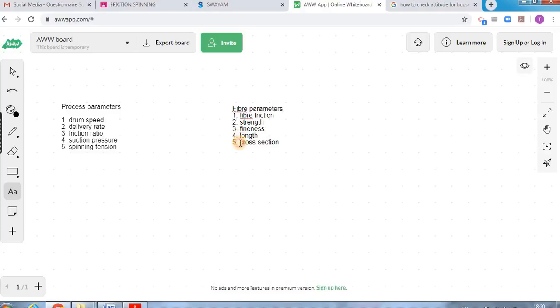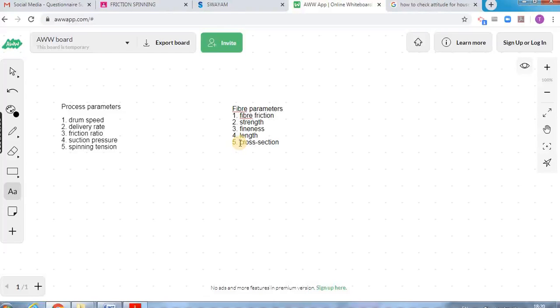The fifth one is the cross section. Suppose I have a round cross section, or irregular cross sections, or convolutions like cotton. These irregular cross sections will provide better fiber friction compared to a circular cross section, right? So these are all the fiber properties which are going to influence my friction yarn characteristics.